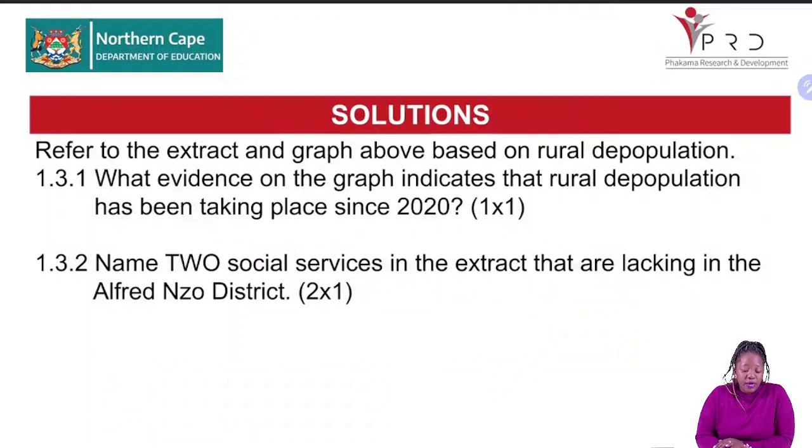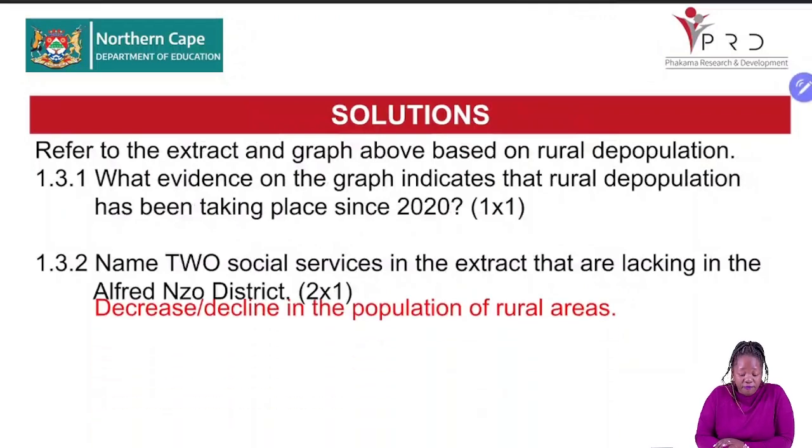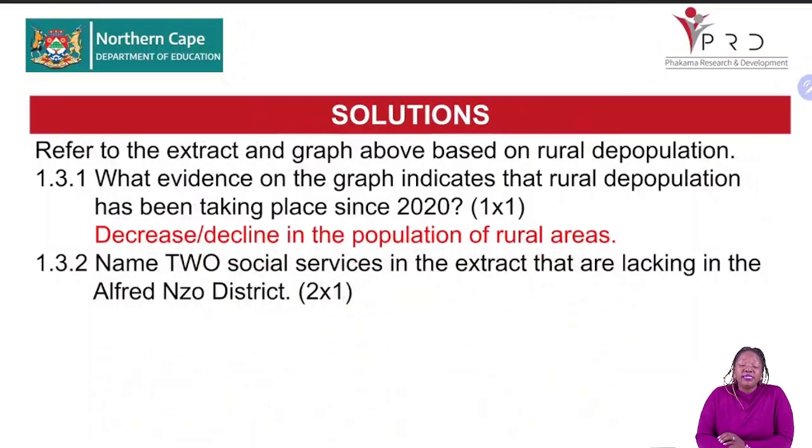Right? Looking at our first question there, you were supposed to give the evidence. You're getting the evidence from the graph. So the evidence there is the decrease or the decline of the population in the rural areas. If we go back to the graph, you will see that each and every year the number of population in the rural areas has been decreasing.